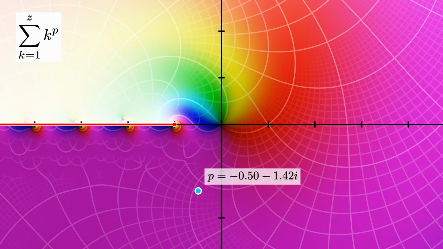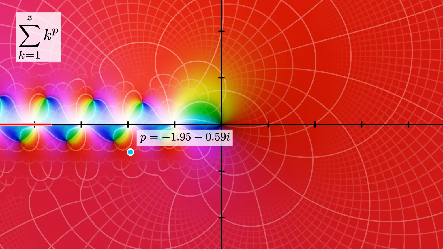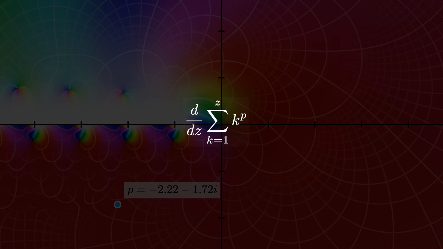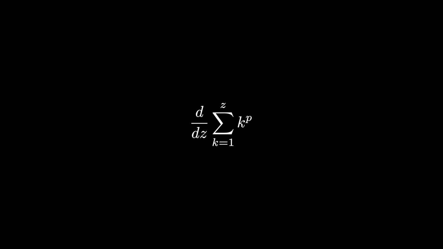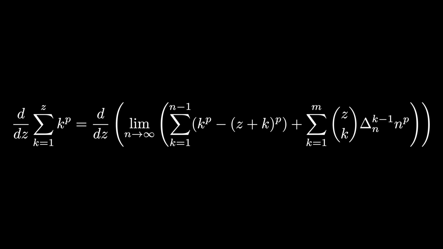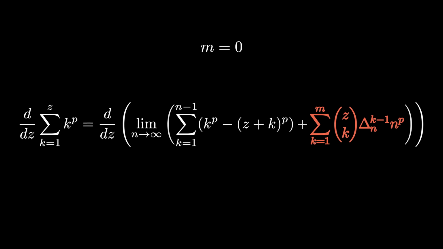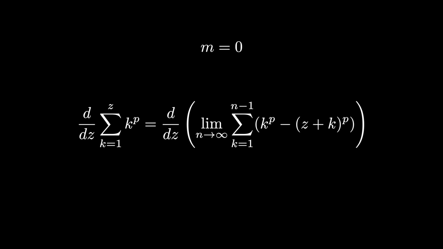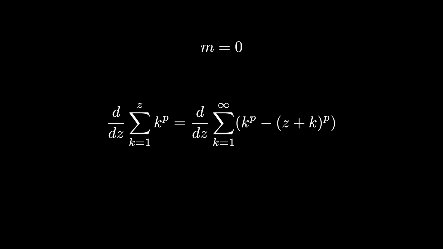So we can ask a question that normally doesn't make any sense. What is the derivative of this sum? To find out, we need to take the derivative of the whole fractional sum expression. Well, let's make things easy on ourselves and set m to be 0. This means we drop the correction term. And then we can save some space with the infinite sum shorthand. Just remember, with m being 0, it only works when the real part of p is less than 0.